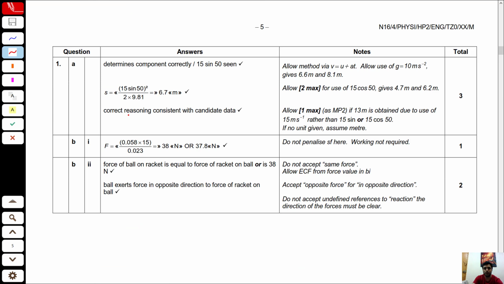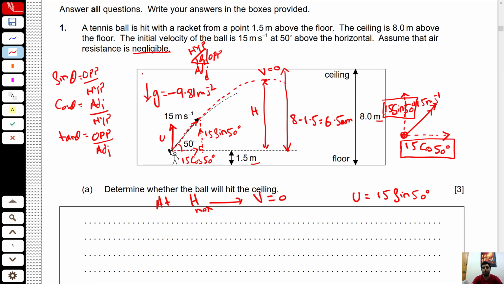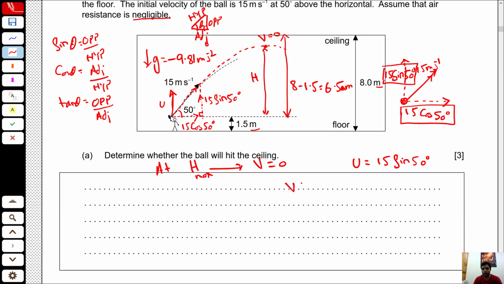The reason we're using a SUVAT equation is because there is a constant acceleration involved. If there was no acceleration, if the body was moving at constant speed, you would just use speed equals distance over time. So let's copy that equation here: v squared equals u squared plus 2as. Remember, everything here is in the vertical direction. This displacement is vertical, this initial velocity is the vertical initial velocity, this final velocity is also vertical, and this acceleration is also vertical. The arrows mean these are all vector quantities. Acceleration is also a vector quantity, acting downwards, so it has to be negative.